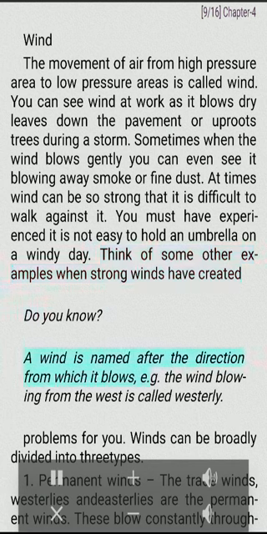Do you know? A wind is named after the direction from which it blows, e.g., the wind blowing from the west is called westerly. Winds can be broadly divided into 3 types. 1. Permanent winds. The trade winds, westerlies and easterlies, are the permanent winds. These blow constantly throughout the year in a particular direction.